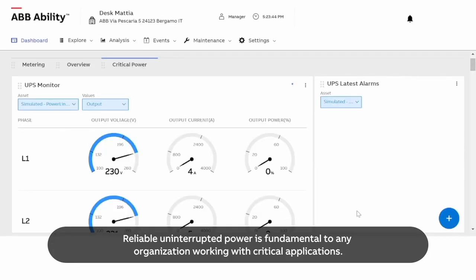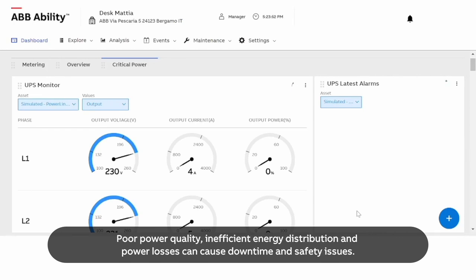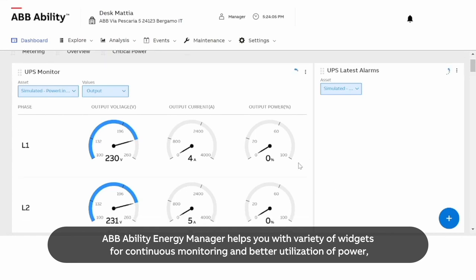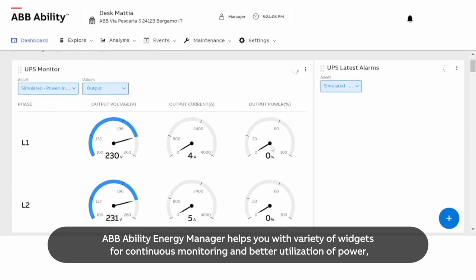Reliable, uninterrupted power is fundamental to any organization working with critical applications. Poor power quality, inefficient energy distribution and power losses can cause downtime and safety issues. ABB Ability Energy Manager helps you with a variety of widgets for continuous monitoring and better utilization of power.